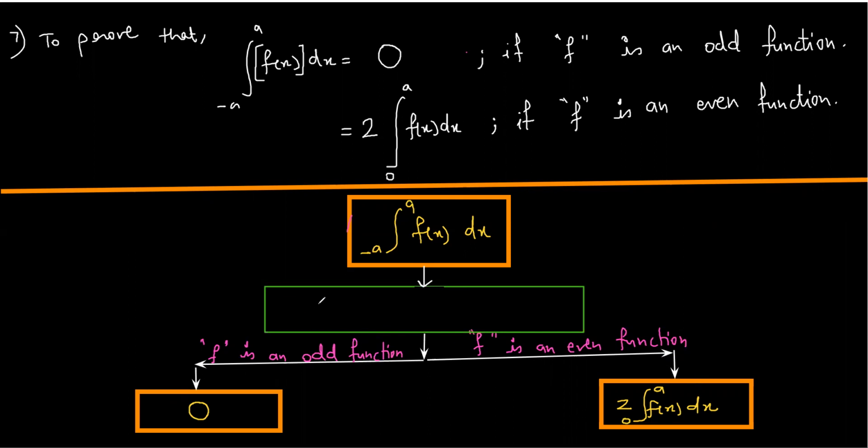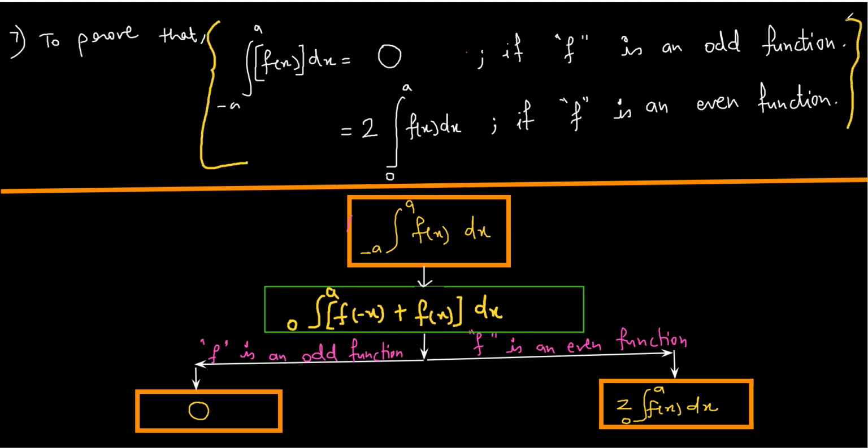Minus a to a f of x dx is 0 to a f of minus x plus f of x dx. Now, unfortunately, when you get this theory to be proved in exam, the question paper will have such a theory to be proved. In the question paper, you will see this.